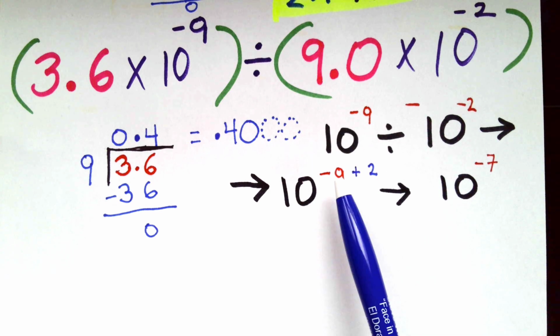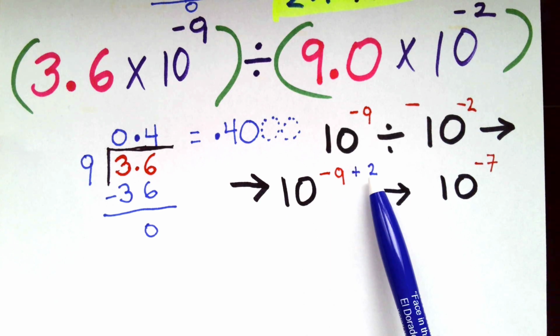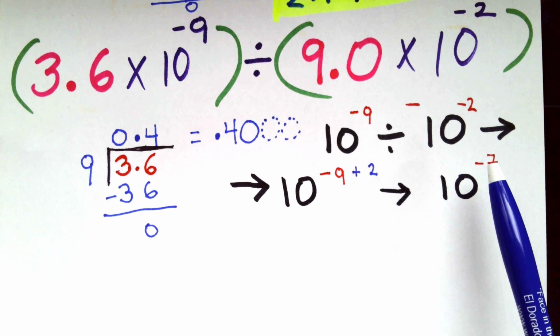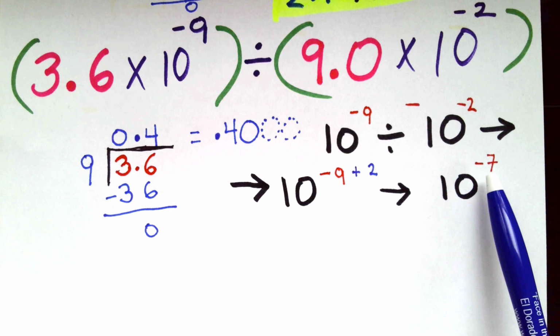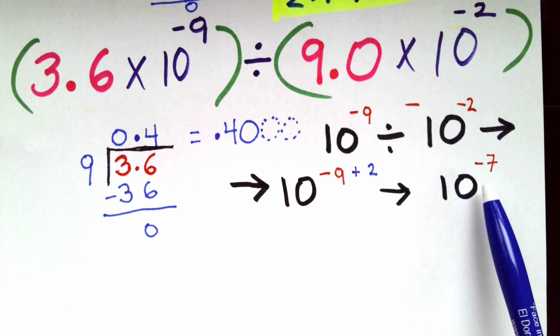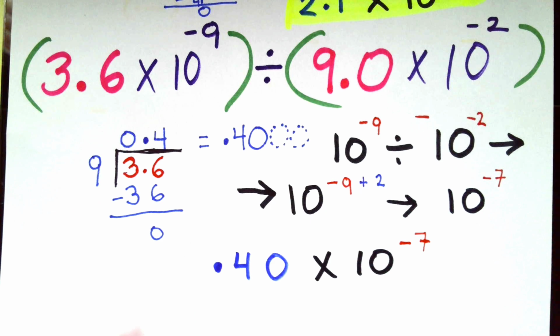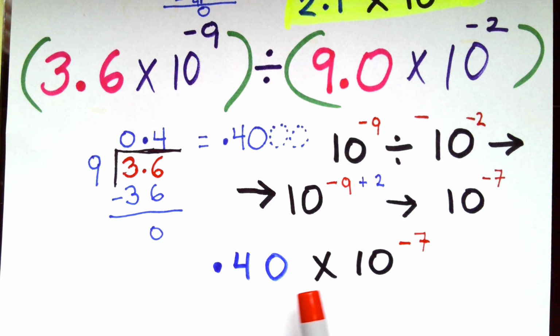Look at it this way. Hey, you owe me $9. You just gave me $2. How much do you still owe me before we get to 0? You owe me 7. That's -7. So let's put these two together and see what it looks like. Okay, so we've got our coefficient, 0.40 or 4/10 times base 10 to the -7 exponential power.